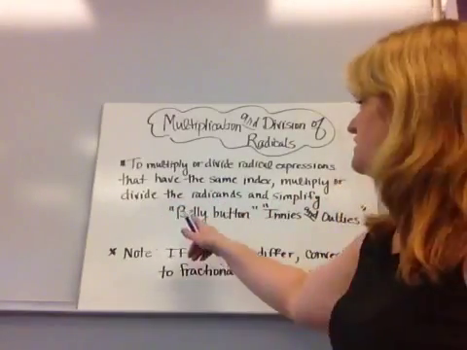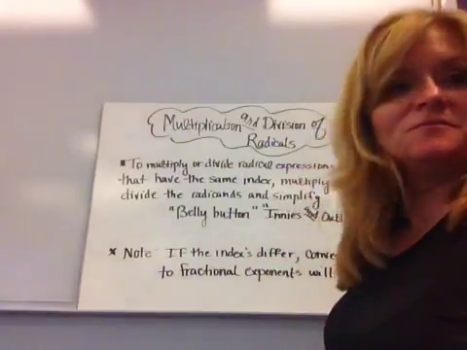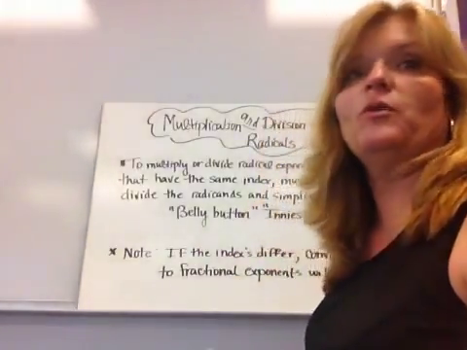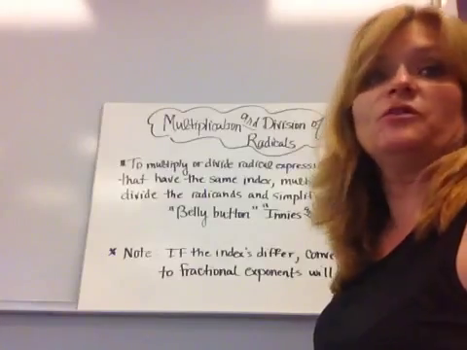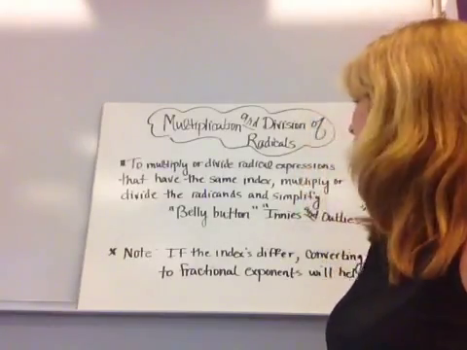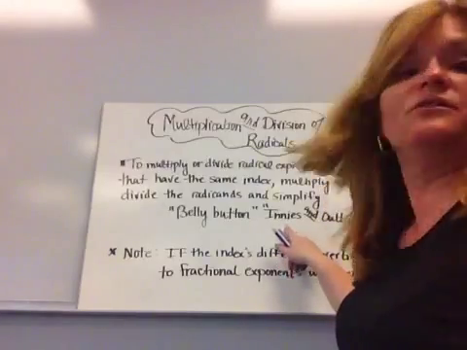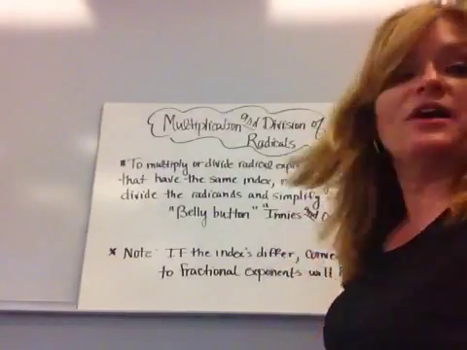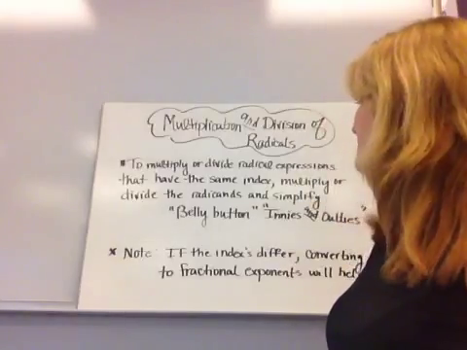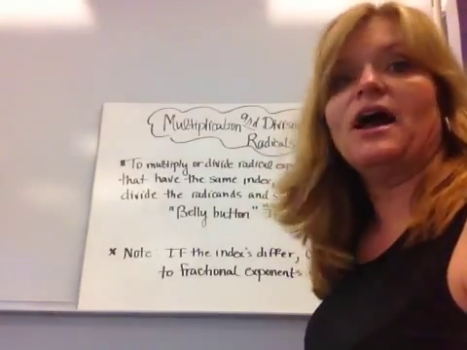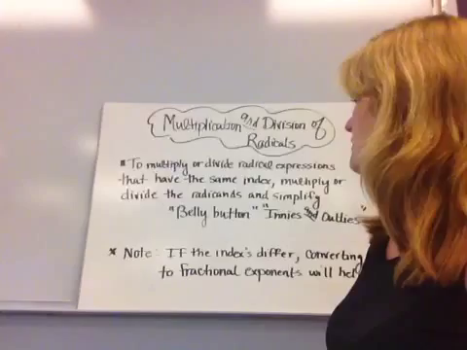I like to teach this, and I use the word belly buttons. And I always ask the students, what kind of belly buttons does everybody have? And everybody says, well, they have innies and outies. And that's basically how I teach this with the innies and outies. Innies means underneath the radical, or inside the radical. Outies are outside the radical. So you're basically going to multiply your innies and your outies, and you're going to simplify at the end.